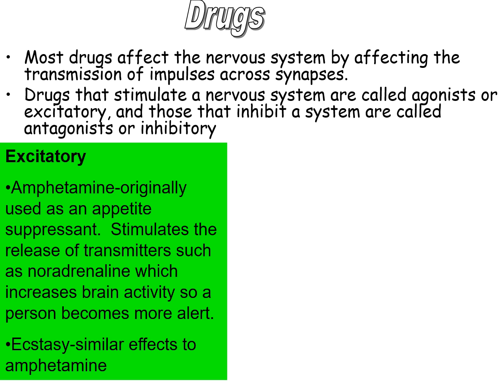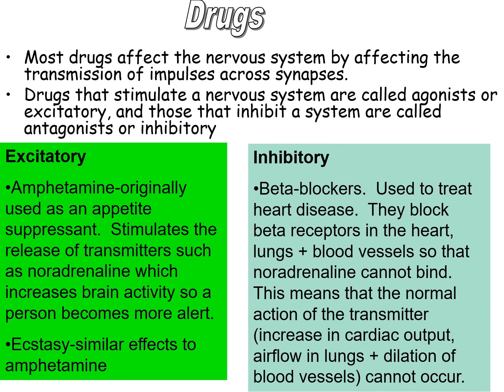But here are some examples. You can have excitatory drugs, such as amphetamines, and effectively they stimulate transmitters such as noradrenaline, which increase the brain activity, and that increases the movement across the synapses, whereas inhibitory drugs such as beta blockers can block the receptors on the heart in this case, and that stops the nerves, so the noradrenaline can't bind.